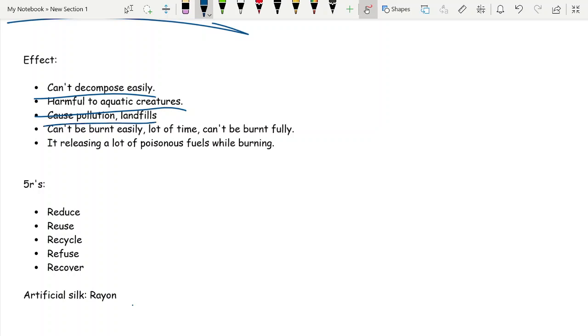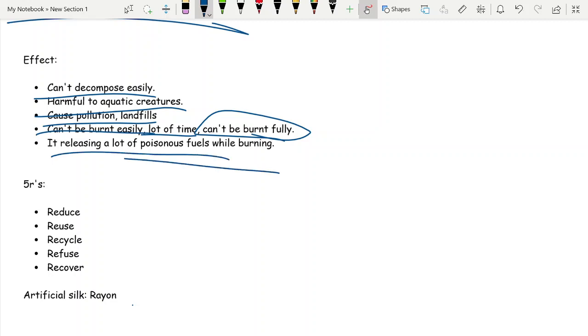Now, this can cause pollution. It can fill up landfills and it can pollute the whole earth. Because when it burns, first it takes a lot of time. It can't be burned fully. But even if you think about burning it, it releases a lot of poisonous fumes while burning. Now you might be like, why do we use plastic? It's cheap. It's good. It's really easy for us to use. But then, do we think about others? We really need to think about that.